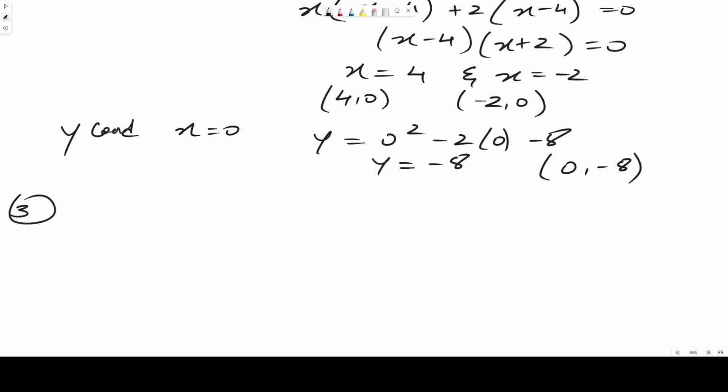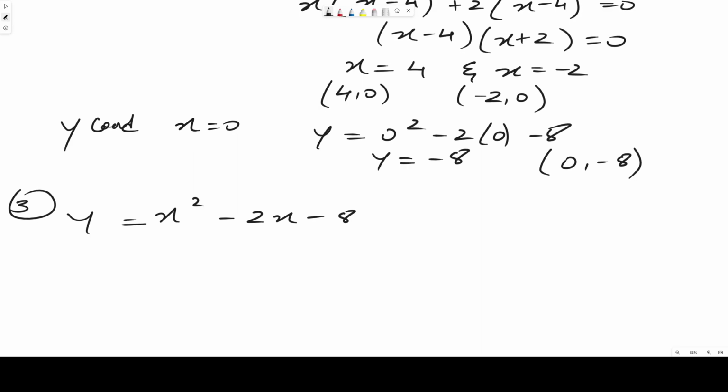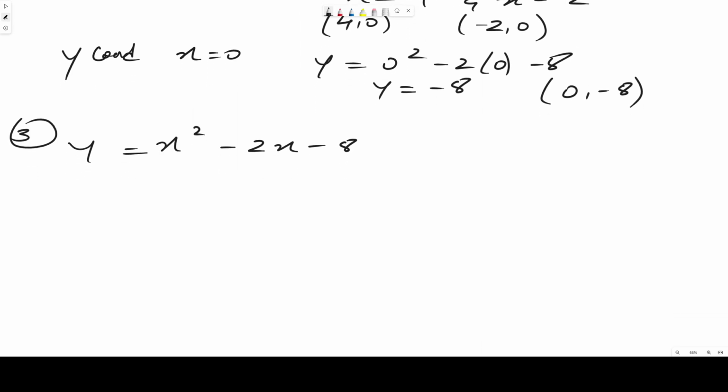So I'm just going to rewrite the equation: y is equal to x squared minus 2x minus 8. Now how completing the square works is it's just a simple step-by-step process.